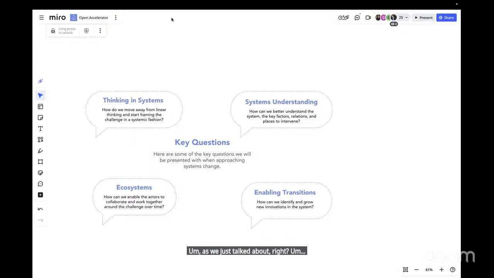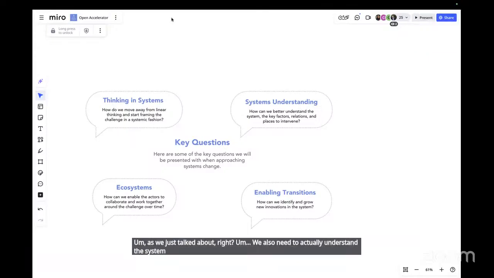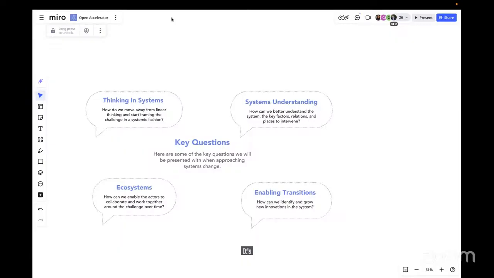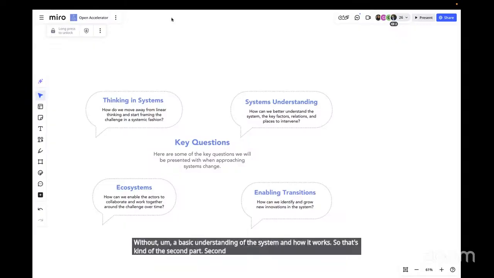We also need to actually understand the system we're working with. So this is about mapping out. You maybe heard of systems mapping or systems inquiry and analysis. It's about understanding the actors, the factors, the interrelationships within the system. It's inevitable that we'll have to do that. We can't really intervene without a basic understanding of the system and how it works. So that's the second set of questions. We'll be looking at these in a minute.